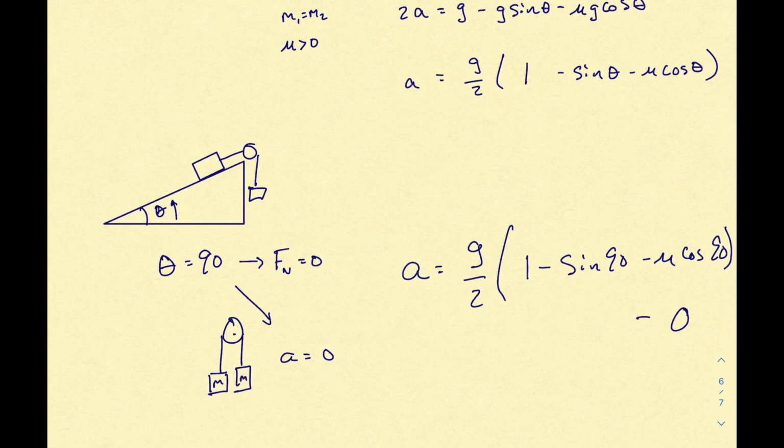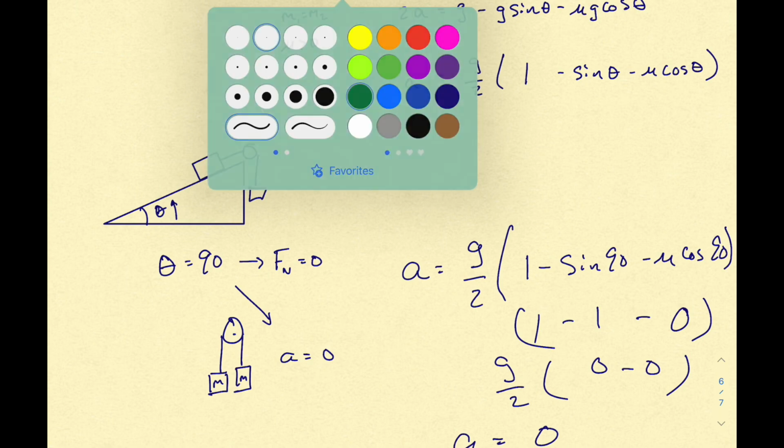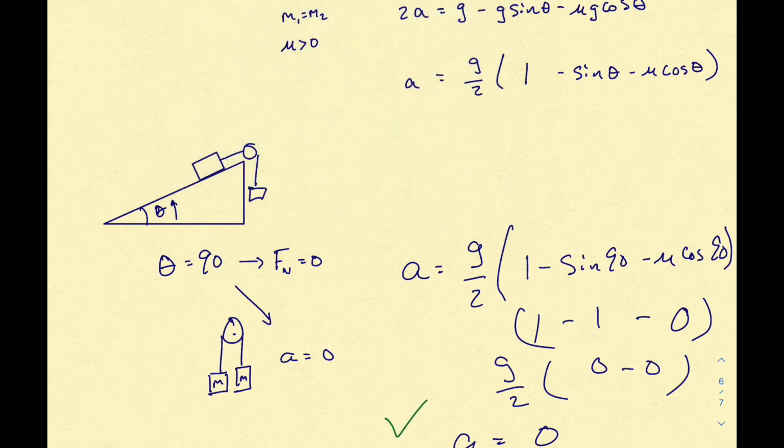We already said that sine of 90 is equal to 1. If not, you can check it in your calculator. And then we have this scenario. So we have this whole term here being equal to 0. 1 minus 1 is 0, so we have 0 minus 0. And then it doesn't matter what we multiply it by out front, we're going to get that we have an acceleration equal to 0. So once again, we have a check.